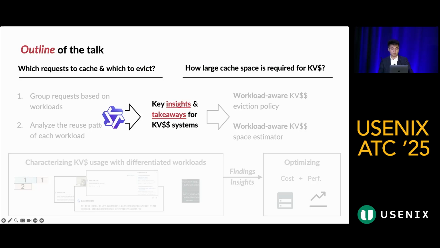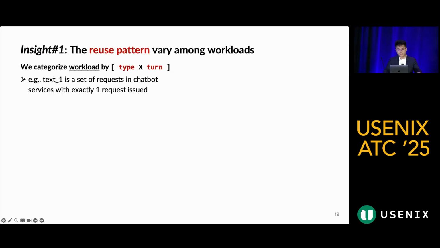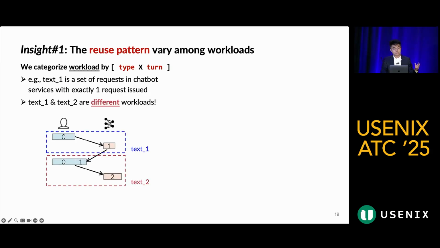Below is the outline of the remaining talk. First, we start with the key insights and takeaways unknown to most of the research community. We argue our findings could benefit the design of KVCache systems. Our first insight is that the reuse pattern of workloads differs. Here, we define the signature of a workload as the product of its type and turn. For example, a text and a multimodal request are clearly two workloads, while a single-turn chatbot request and a double-turn request also belong to different workloads.